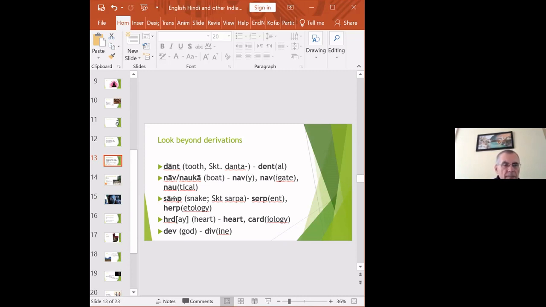Hrd or hrdai, meaning heart, is related to English heart or cardiology. Dev, God, is related to divine.